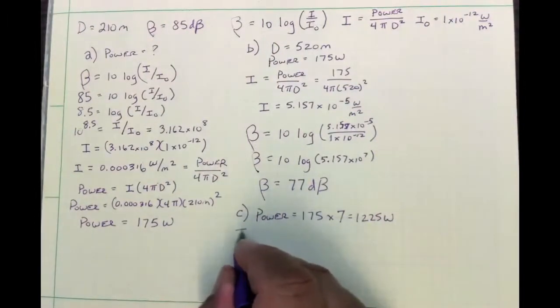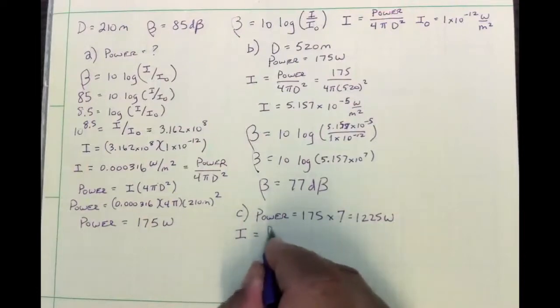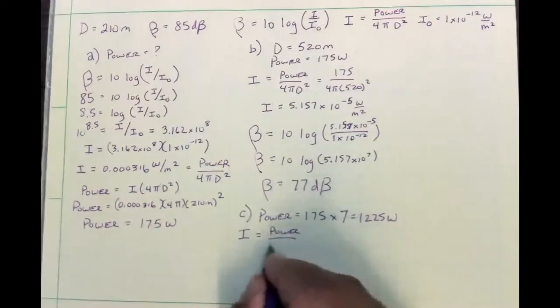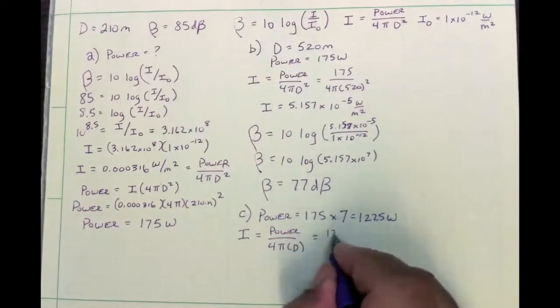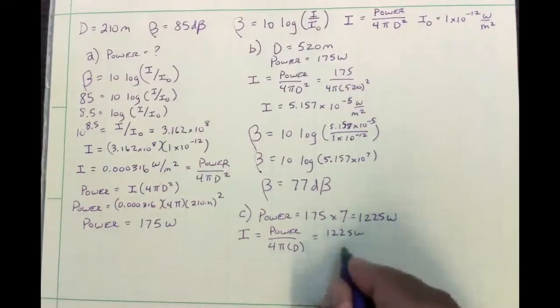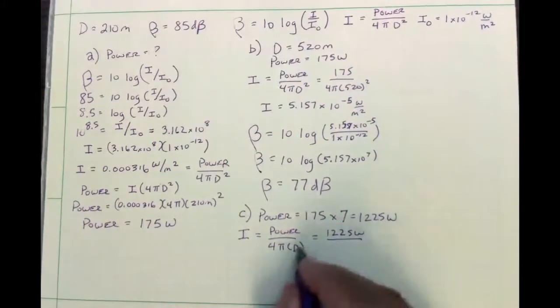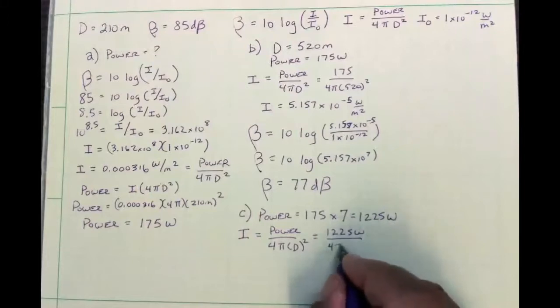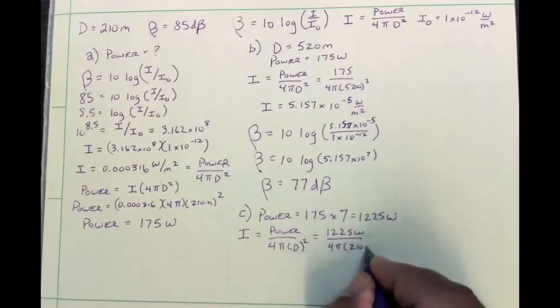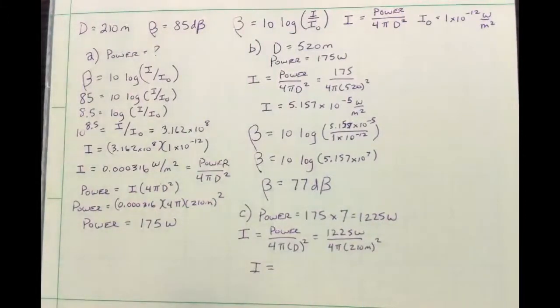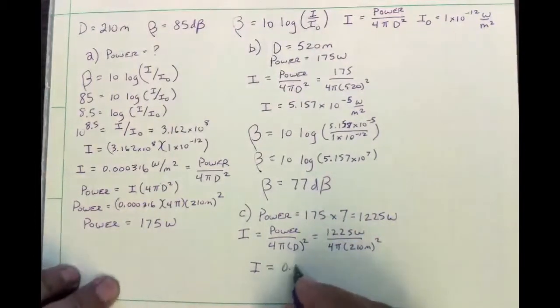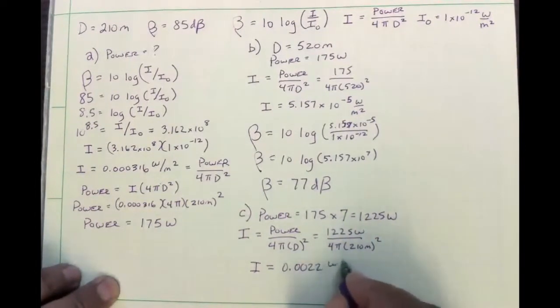That's going to lead us to calculate a new intensity, which is power divided by 4 pi times the distance squared. So we have the new power of 1,225 watts divided by 4 pi times the distance of 210 meters squared. That gives us a new intensity for the explosion of 0.0022 watts per square meter.